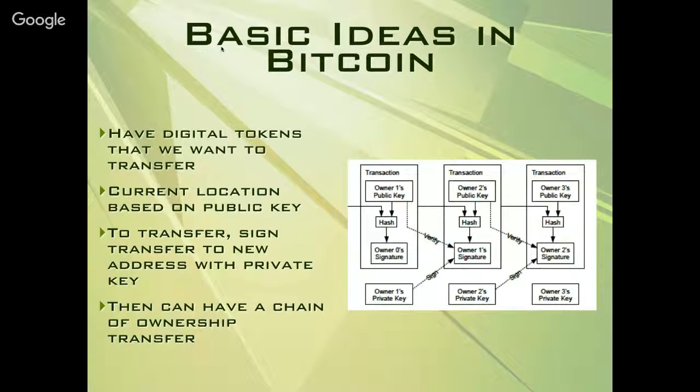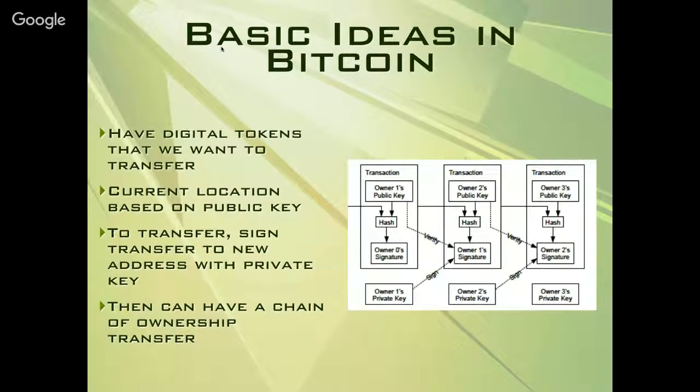Then you can have a chain of these transactions that transfer it. You have the location where the token lives, and to move it, you sign the transaction that says where it should go, to the next address or public key that it's going to belong to. And so you can chain these on. This is how Bitcoins are transferred from owner 1 to owner 2, and then can be transferred again to owner 3. Does it make sense to people? Questions about that? It's maybe a little abstract.